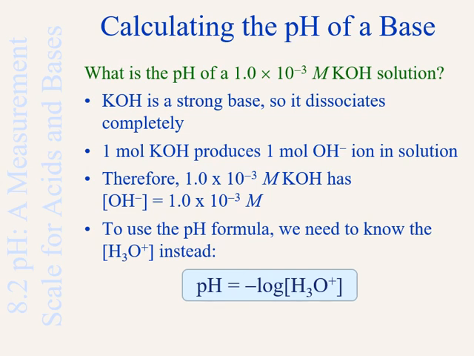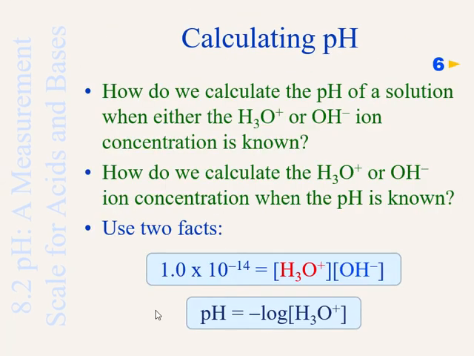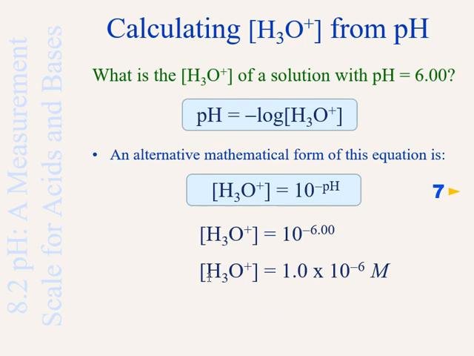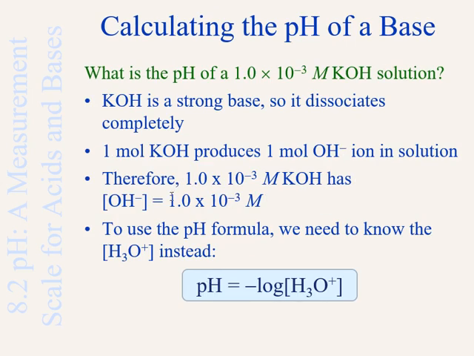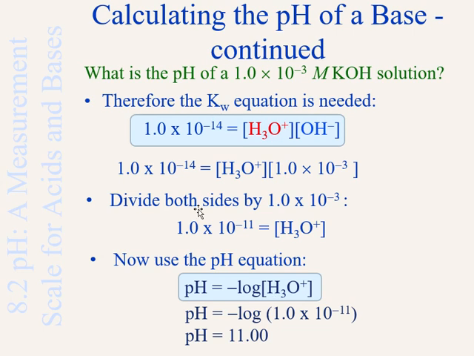We will find the H3O plus concentration using this equation. We will divide 1.0 times 10 to the negative 14 molar by the OH minus concentration we have there, and that will give us our H3O plus concentration. And once we have the H3O plus concentration, we can plug it in this equation, and just like the previous problems, we will find the pH. So our H3O plus concentration is 1.0 times 10 to the negative 11 molar.